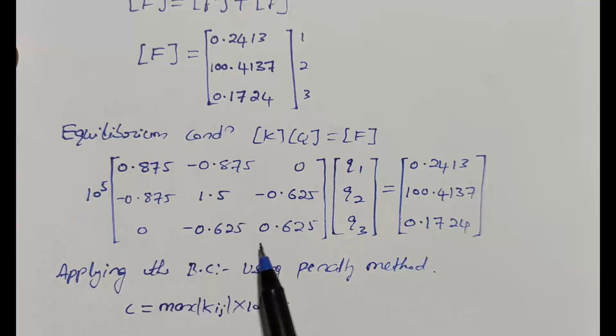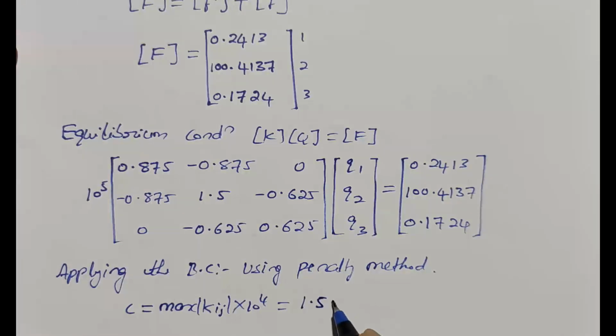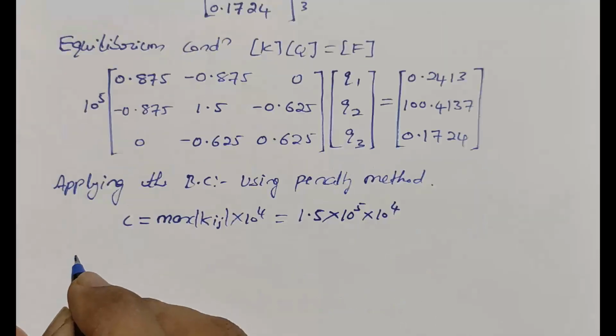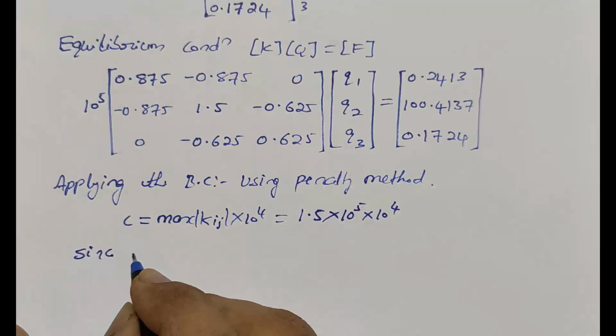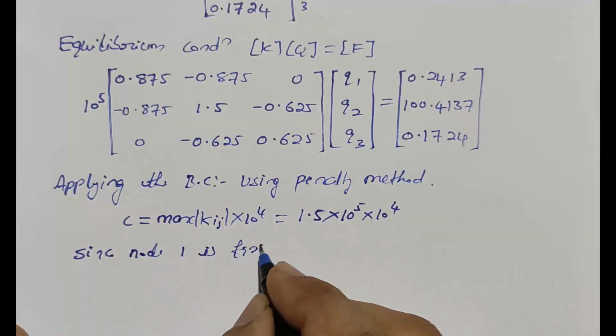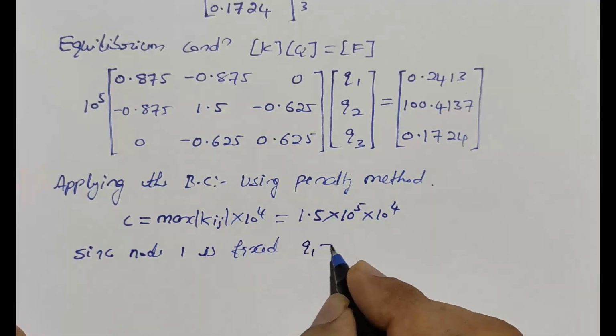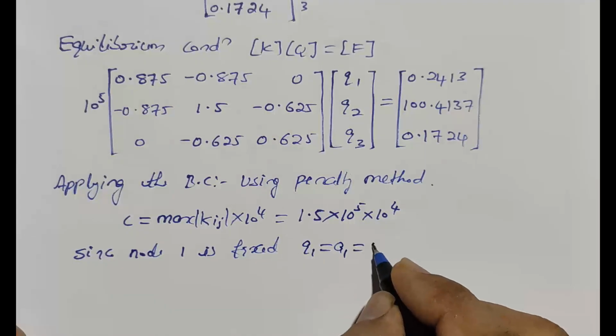See here, the element having maximum value is 1.5. Therefore, C will be equal to 1.5 into, we have 10 power 5 outside, so 10 power 5 into 10 power 4. So this is the spring stiffness. Since node number 1 is fixed, Q1 will be equal to A1 will be equal to 0.